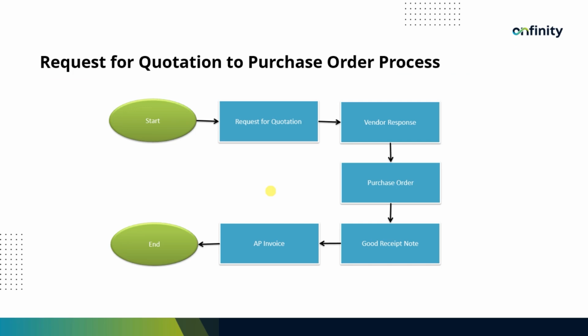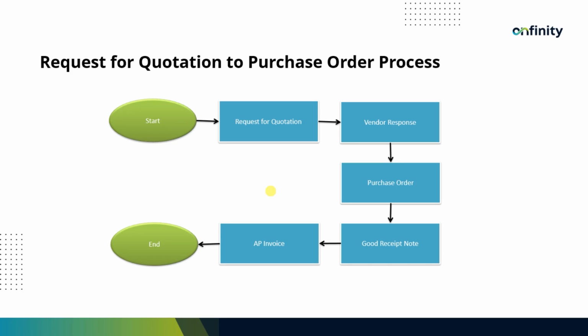Next, we have the request for quotation, RFQ, to purchase order process flowchart, which provides a high-level overview of the procurement process. The process begins with the creation and publication of the RFQ, which is then followed by the submission of quotations from vendors. Once the vendor responses are received, they are entered into the vendor response screen. From there, the ranking process is executed to evaluate and compare the quotations.